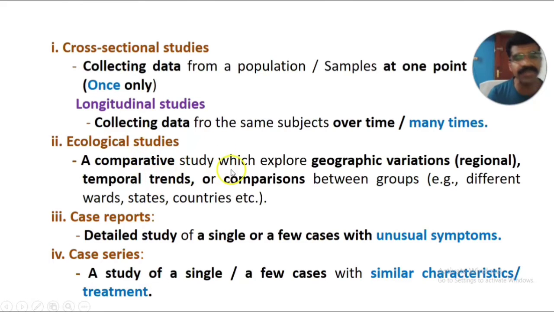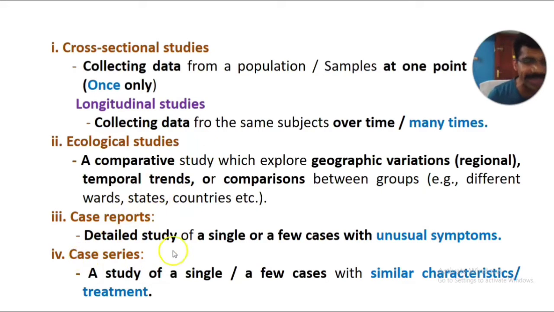It is a comparative study which finds out the geographic changes or variations in different communities, different wards. That is regional variations we'll find in ecological studies, and even temporal trends, changes in the occurrence of disease, occurrence of health problems, etc. Or the comparison between different groups in different geographical areas, that is different wards, different states, different countries, etc. All come under ecological type of studies.